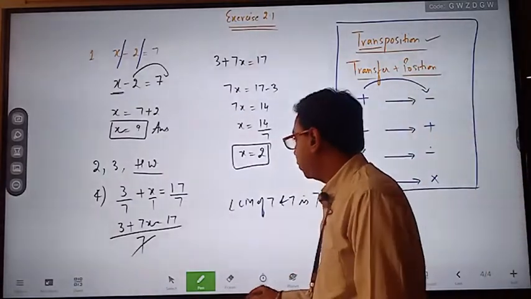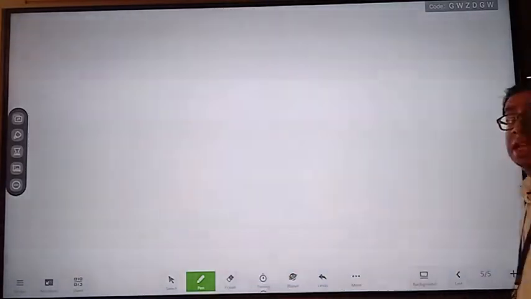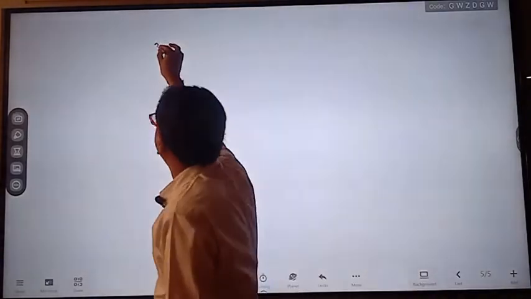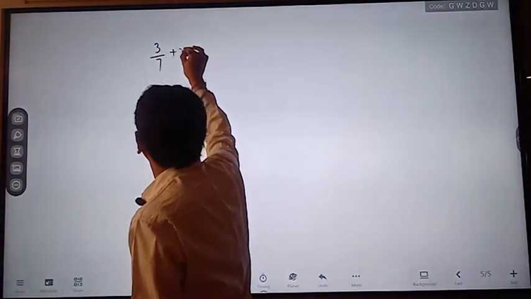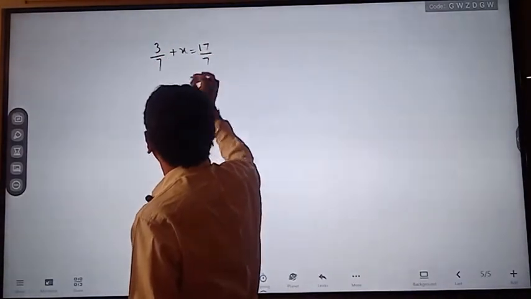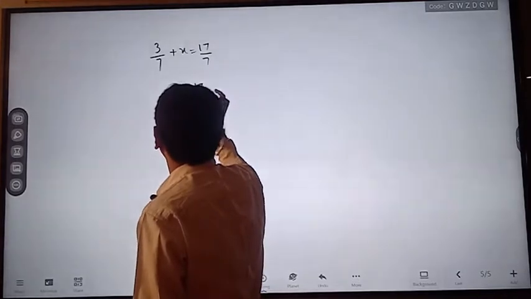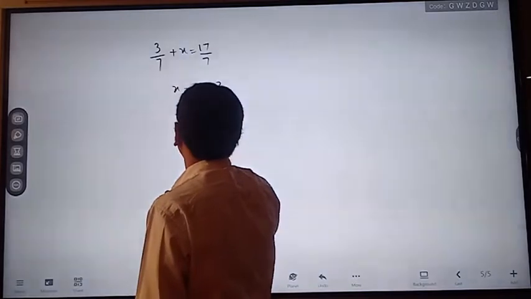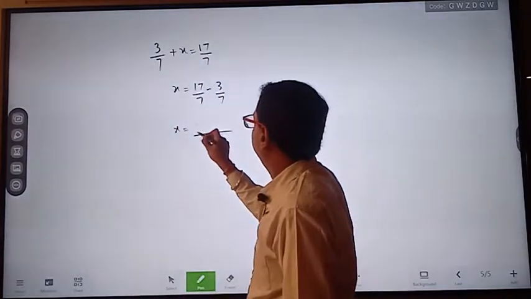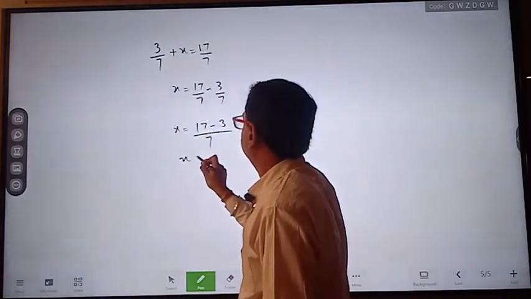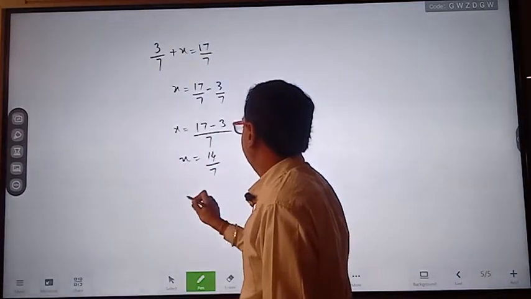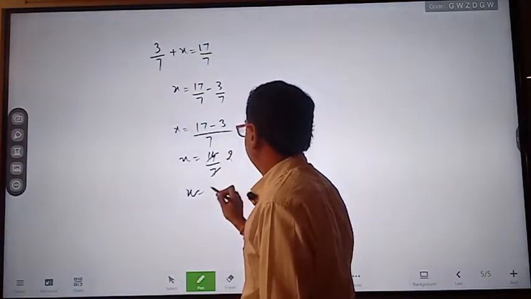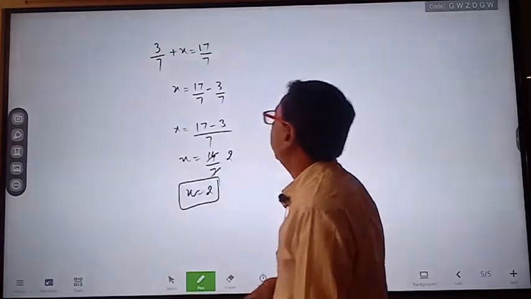Another method to solve this: 3 by 7 plus x is equal to 17 by 7. Directly switch that term to that side. 17 by 7 minus 3 by 7, x is equal to. Now you have to take the LCM simply. So 17 minus 3, x is equal to 14 by 7, x is equal to 2. Same. Both ways you are getting the same.